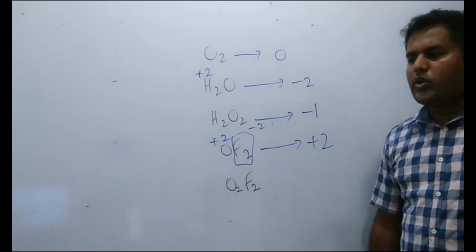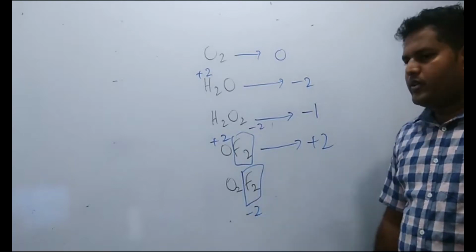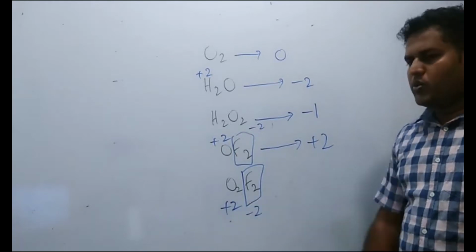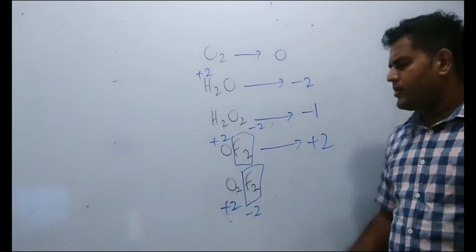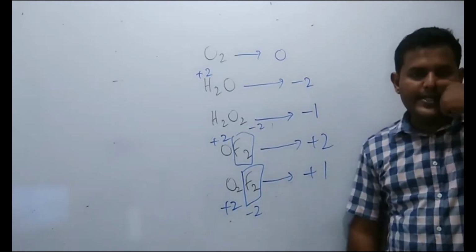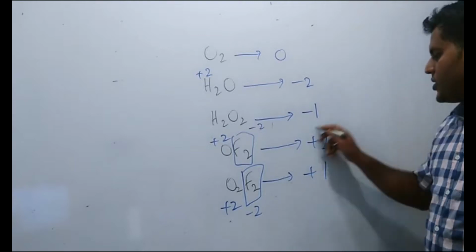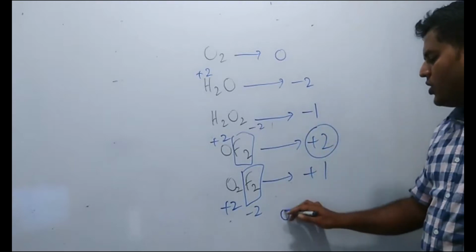What about O2F2? Here 2 fluorines minus 2, 2 oxygens plus 2, so 1 oxygen plus 1. So how do we arrange this in decreasing order? Decreasing order means we have to start with the highest value, OF2.